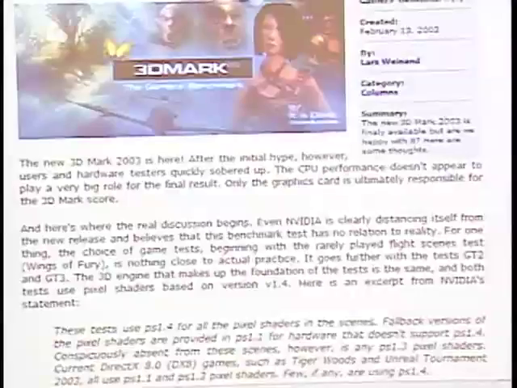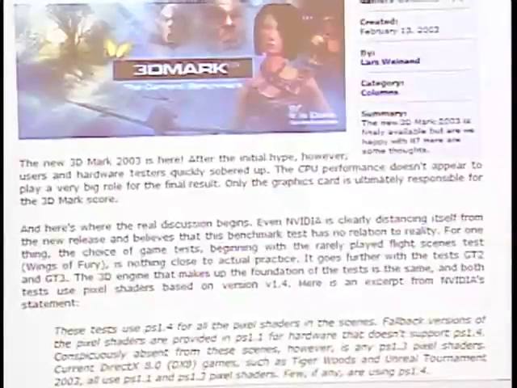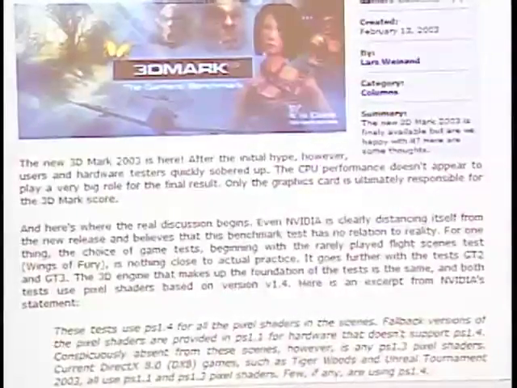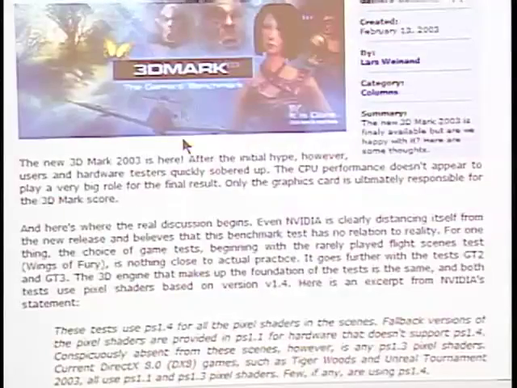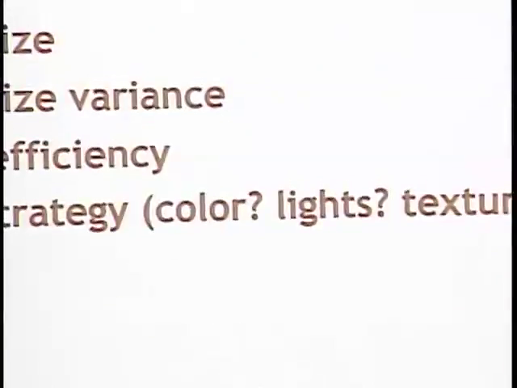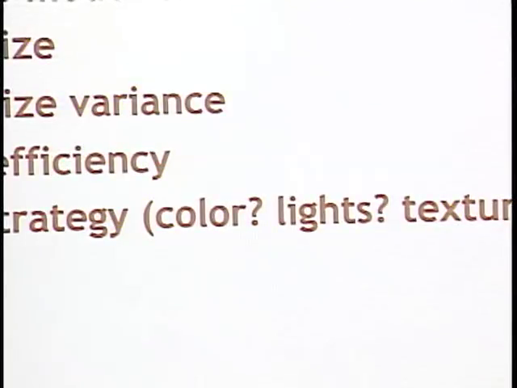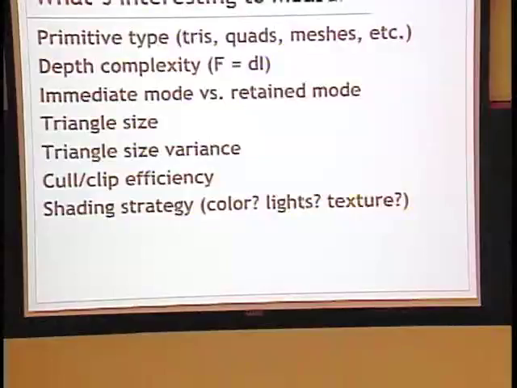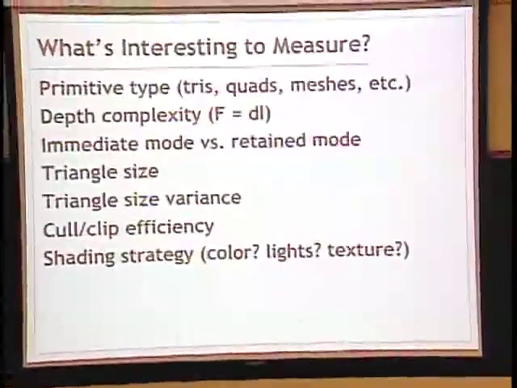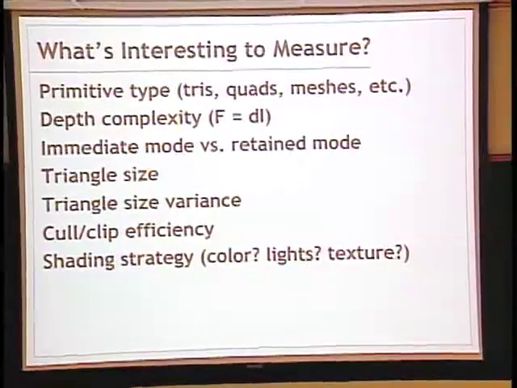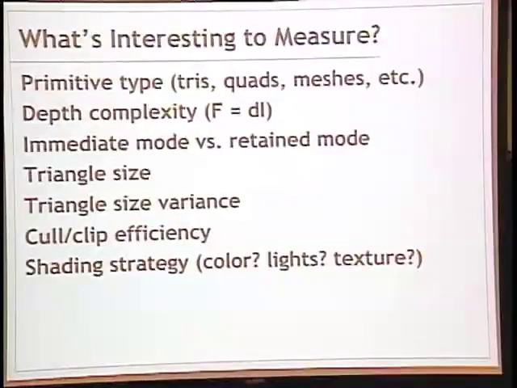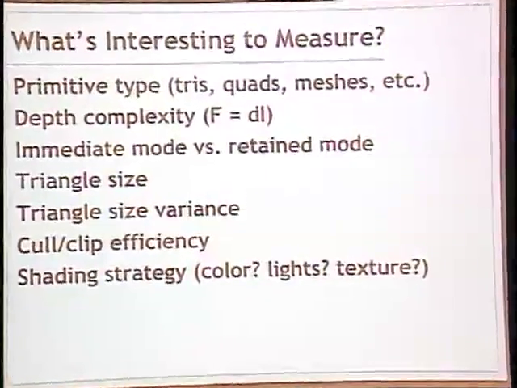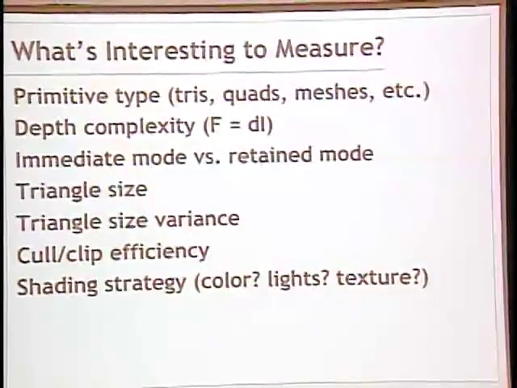Okay, so we're sort of dropping down a level now, and we're looking and saying, when we look at scenes, what do we actually care about measuring here? We have this great trace program. We can get all sorts of statistics. What are the things that we care about? We want to measure these things in our traces. So what kind of primitives are we rendering here? What is the depth complexity? And this is actually really important.